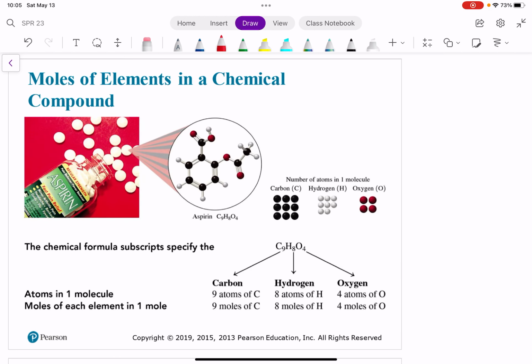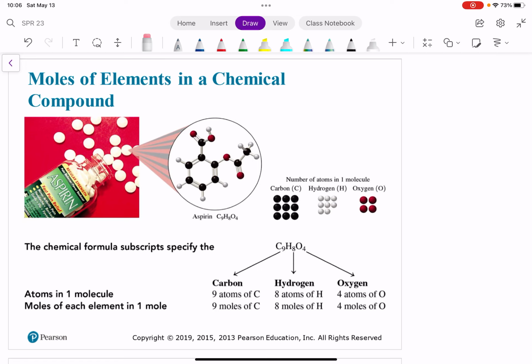All right, so we've seen that the subscripts in a chemical formula of a compound actually show the number of atoms of each type of element in that compound. So for instance, in aspirin here, we can look at that and we can say, well, there are 9 carbon atoms in aspirin. There are 8 hydrogen atoms and 4 oxygen atoms, right? Those are what those subscripts mean.